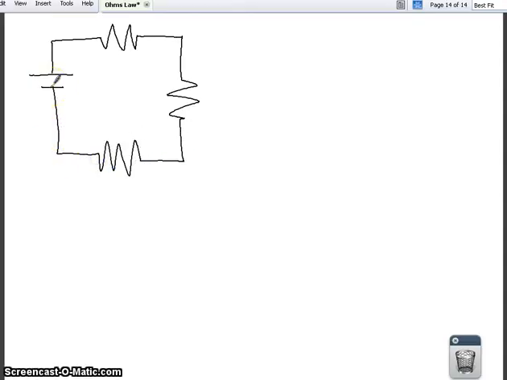Okay, circuit with 3 devices. Here is a 60-volt battery. This R1 is going to be equal to 6 ohms. This R2 is going to be equal to 14 ohms. And this R3 is equal to 10 ohms.